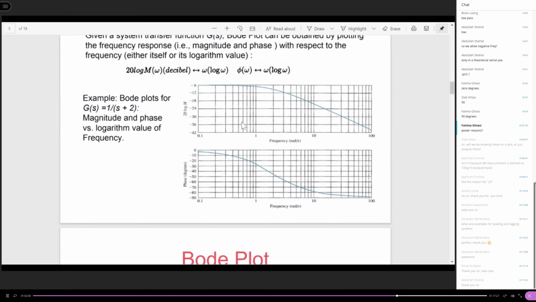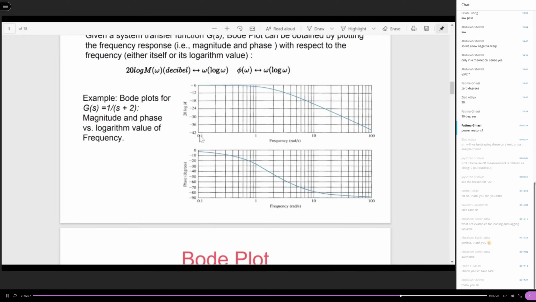For the magnitude plot, the horizontal axis is frequency. The omega frequency could be used as omega itself, or it could be used as log omega. The good thing about using the log value is that you can see this figure very clearly. If you use omega itself, the scale will not be even. Do you see that?